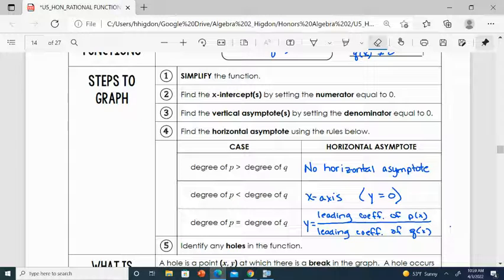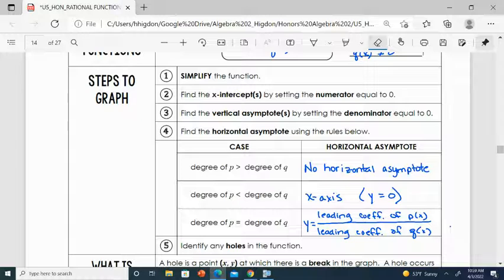Step number 1 says to simplify the function. And then you're going to use that simplified version to go through the rest of these steps. Step number 2 says find the x-intercepts by setting the numerator equal to 0. Now remember, your x-intercepts are also the zeros or the roots of the function. In step number 3, we're going to find the vertical asymptote by setting the denominator equal to 0. As another reminder, an asymptote is a line in the graph where the function cannot cross. So it approaches that line but does not cross that line.